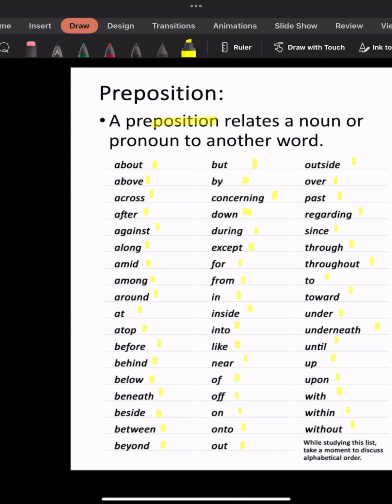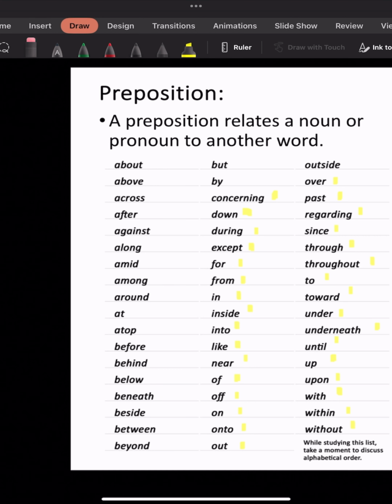And like I said, there are songs online, and we will make sure that we put one on the music post on the band. I will also put a link to those on the video when I upload it to YouTube. So again, a preposition relates a noun or pronoun to another word.